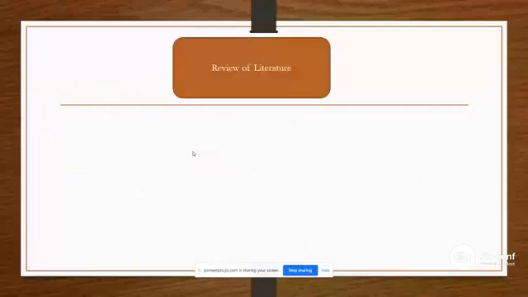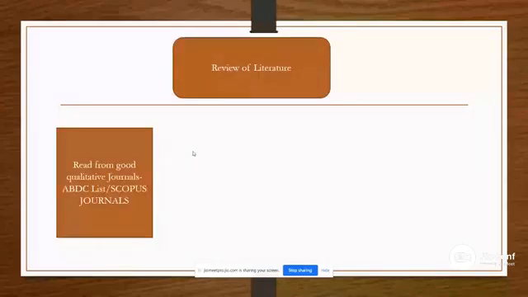Then comes your review of literature. What is a review of literature? I think most of you know it: reading from the literature. But from where should you read? Read from good qualitative journals. The ABDC journal list is available. So you read from this.